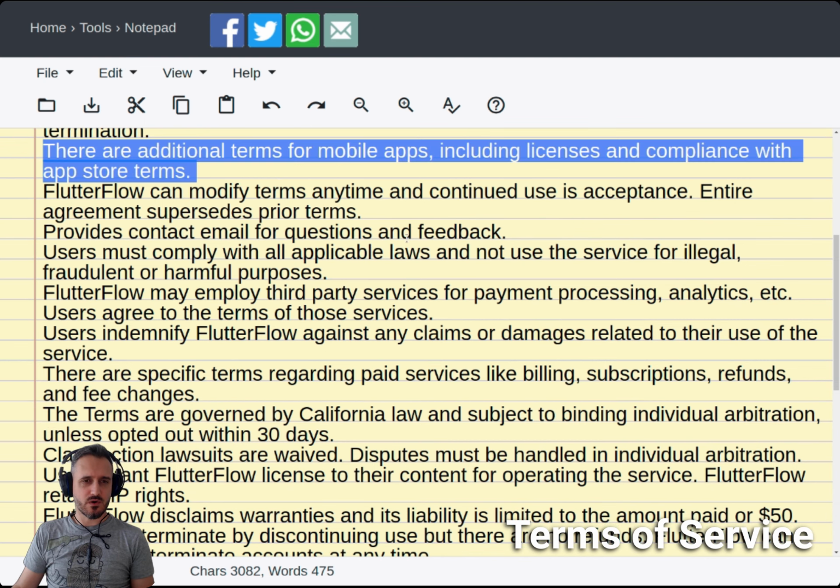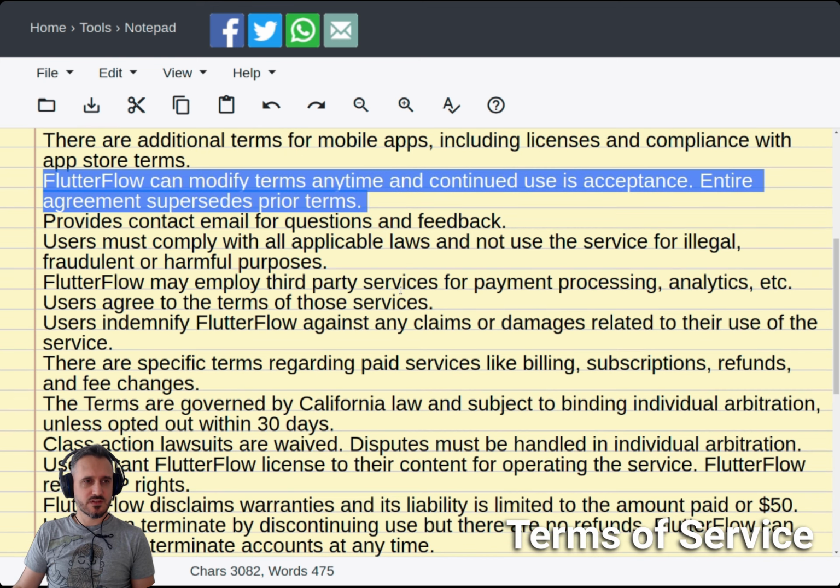And then we have a few more: there are additional terms for mobile apps, including licenses and compliance with the App Store terms. So this is normal as well. I think it's about the terms and conditions of the App Store. So if your app is going to the App Store, you have to comply with the terms and conditions of the App Store. If your app is going to be published in the Play Store, of course, your app has to comply with the terms and conditions of the Play Store.